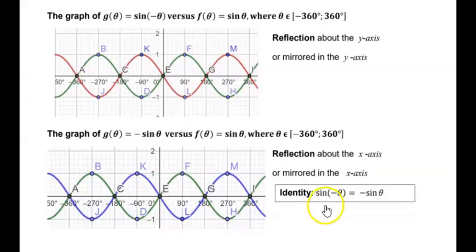So please take a look at this, and when you now want to do a bigger amplitude, like for instance -2 sine theta, then you will not say it is stretched with a factor of -2. It's still stretched with a factor of +2, but it's also reflected in this case in the x-axis.